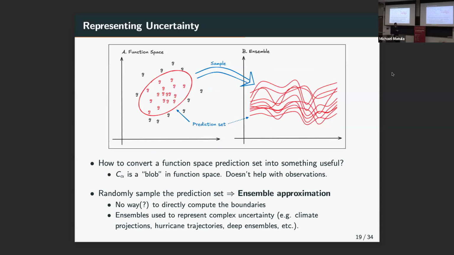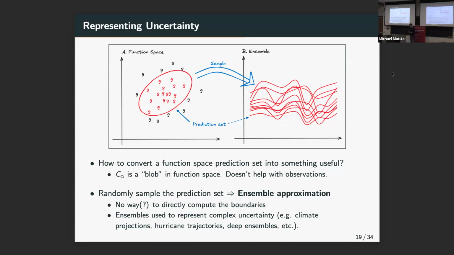To circle back to what we were talking about, how to represent uncertainty. We performed our analysis in the space of functions, which means what I'm really trying to do is draw a prediction set, which is essentially a blob in function space. And a blob in function space is not super useful if we actually want to apply this in practice. This is something that exists in a theoretical space, and it's not something we can just put on a graph. So the question then was, how can we convert our prediction set into something we can actually use?